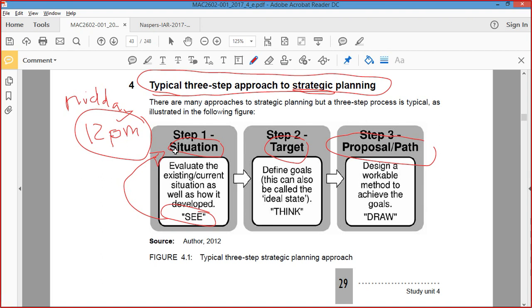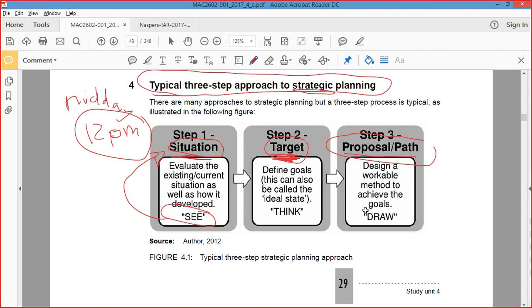Right, so if you know it's midday, you now need to do a photo shoot. What's the target? Well, give me a portrait. So now we're shooting a portrait, a person. Okay, so that's the situation. It's midday. The target is you need to do a portrait. What is your proposal or path going to be? As in, how will I execute it? Yes.